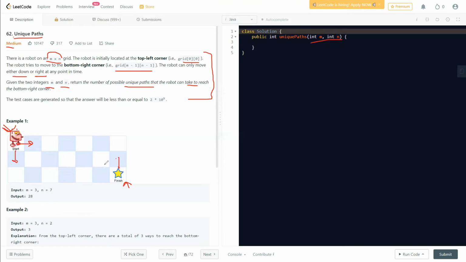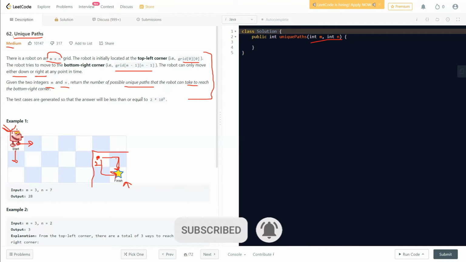What do we mean by paths? Say the robot is at this position, and there's a 2 cross 2 grid. Let's minimize this to a 2 cross 2 grid. The robot is at this position. One path will be going right and then going down, reaching the finish. The next path will be first going down, then going right. So those are the two paths. If a 2 cross 2 grid is given to us, there will be two paths available to us.